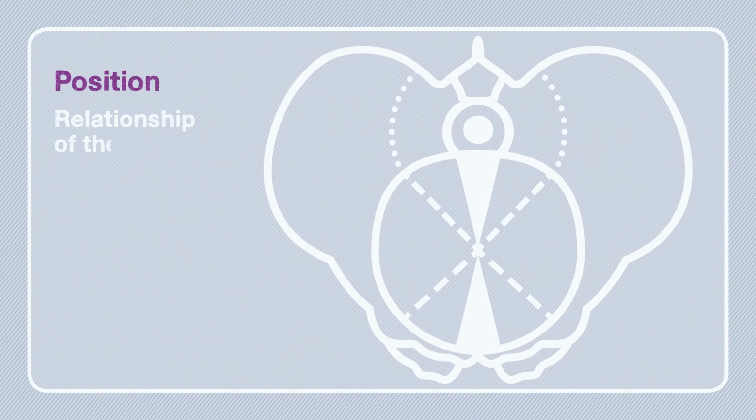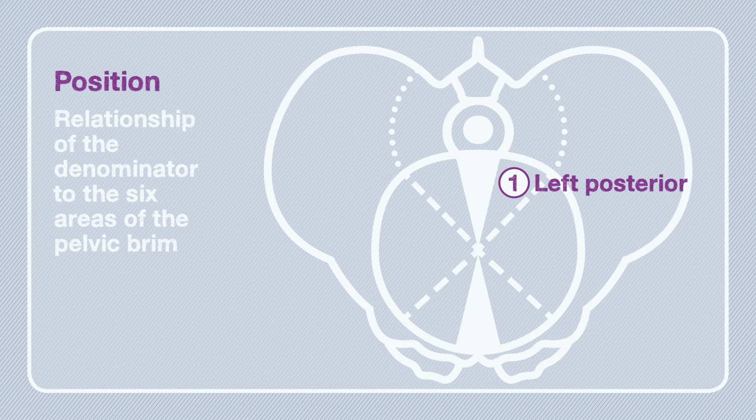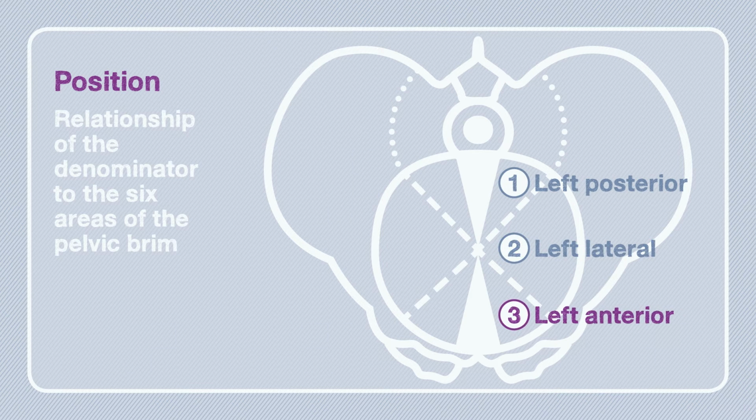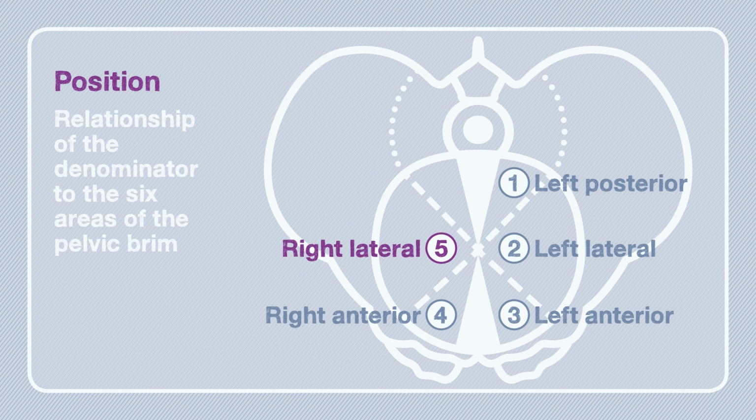The fetal position is defined as the relationship of the denominator to the 6 areas of the pelvic brim. The denominator is the defined point of the presenting part in relation to the maternal pelvis. The position of the denominator can be left posterior, left lateral, left anterior, right anterior, right lateral, right posterior.